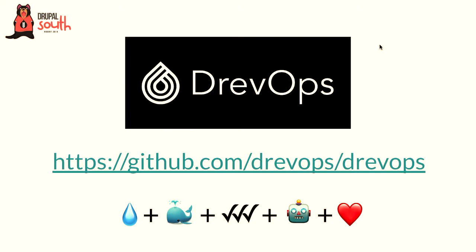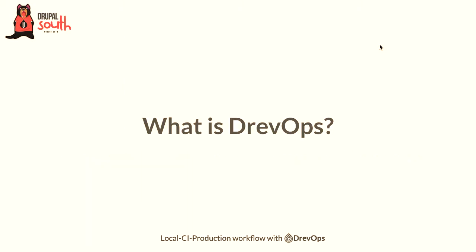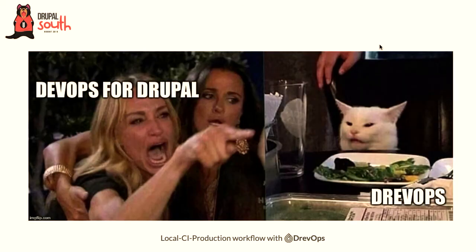You either love it or hate it, kind of. As you can see, the drop and the whale. So, your Drupal and your Docker plus some tests and some automation and some love. So, yeah. So what is it? The meme thing that I like: DevOps for Drupal. No, it's basically DrevOps. So it's DevOps plus Drupal, DrevOps. So the name is there.